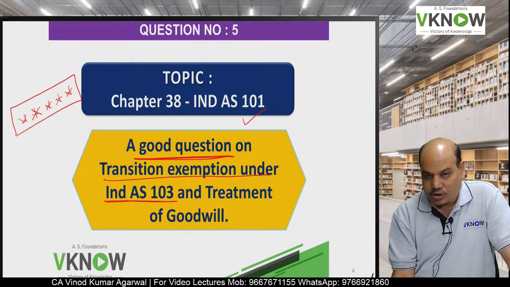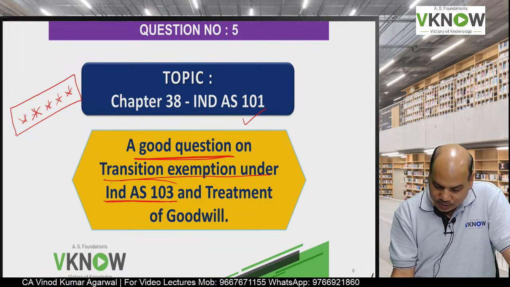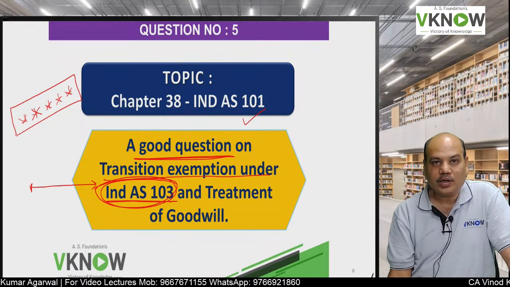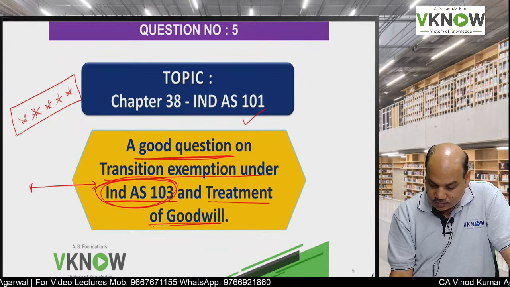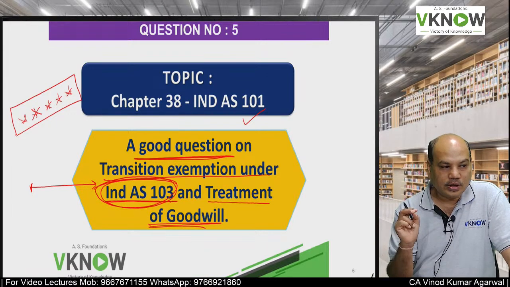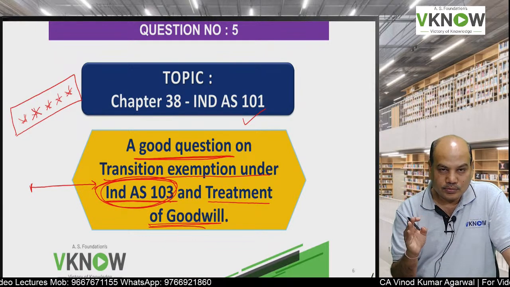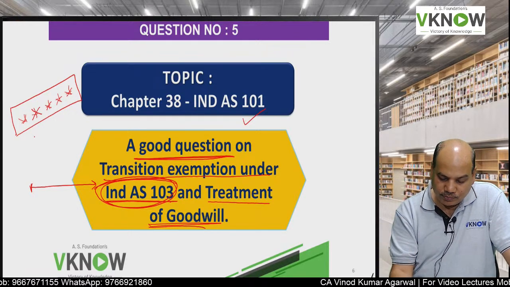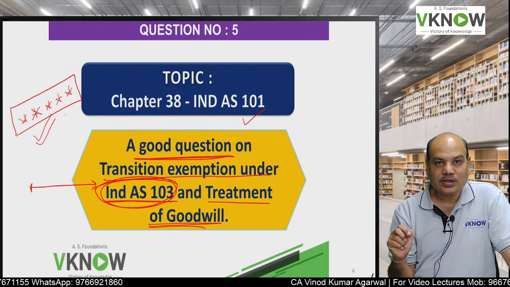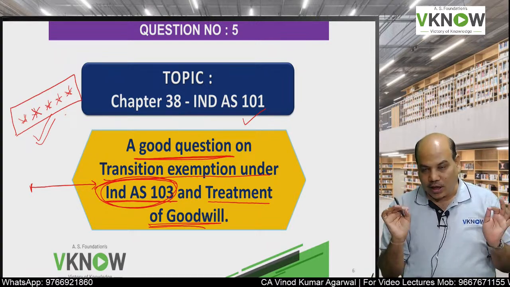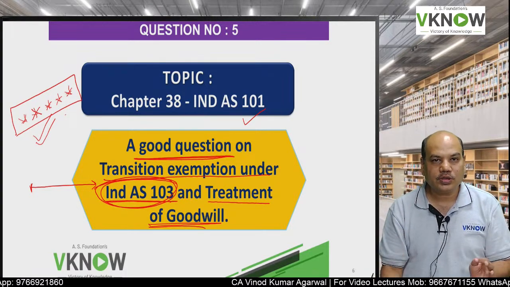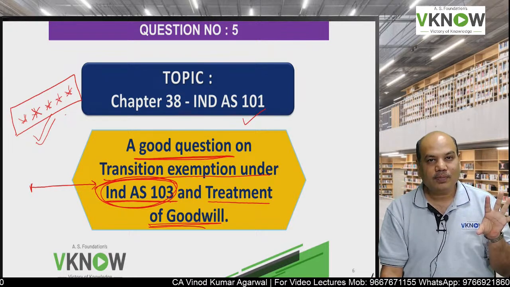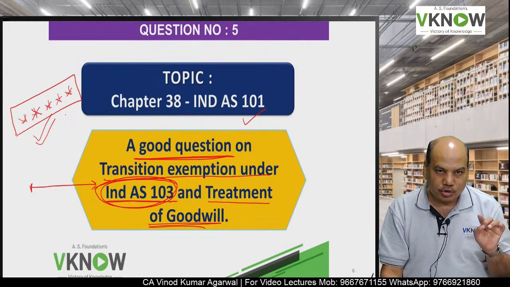There is a transition exemption under Ind AS 103. Company can choose any date from which it wants to give retrospective effect, and there is some goodwill. What will be the treatment of the goodwill on the date of transition when the company is moving from the previous GAAP to Ind AS? What treatment will be given? A very good question, likely in the exam, and if it is asked in the current form, then the student has to study such question before going to the exam. I repeat, your shortcut will not help you. Only with pre-preparation of such question you will be able to solve.